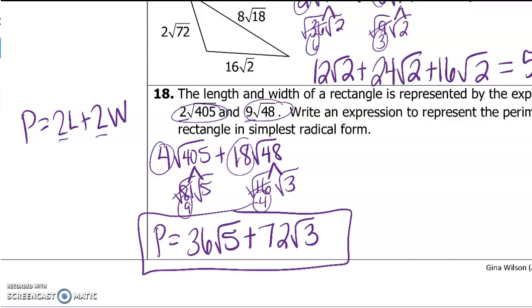So again, you need to simplify the square roots. If there are any that match, have the same number under the square root, those are the ones you can combine the coefficients.